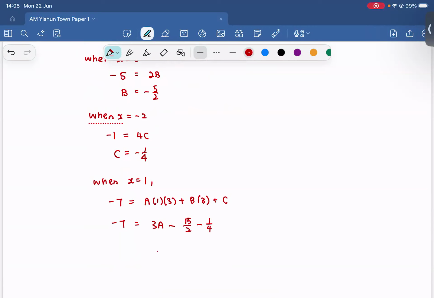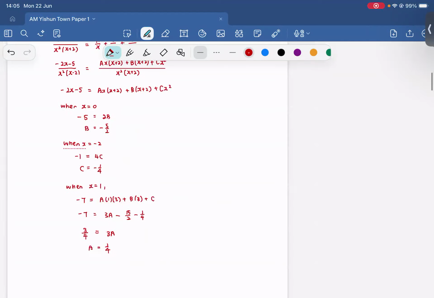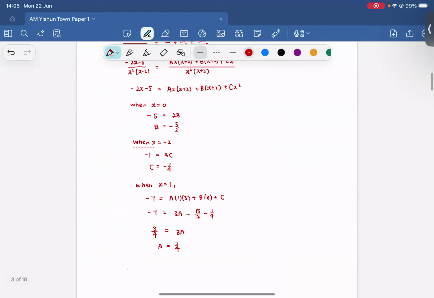So what do we have? 3a equals negative 28. 3/4, is it? Yeah, so a equals 1/4. Okay, so after this is done, we will conclude.